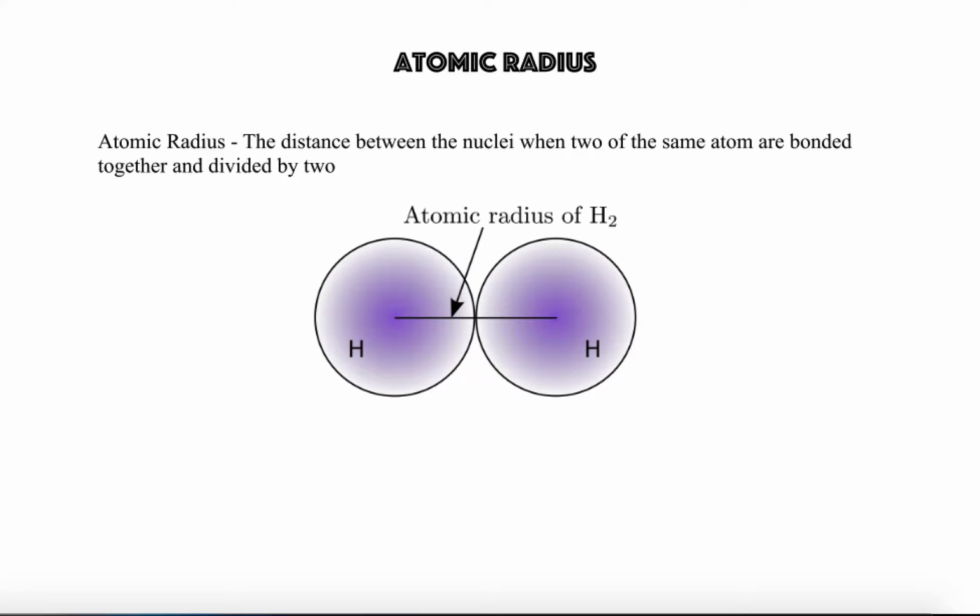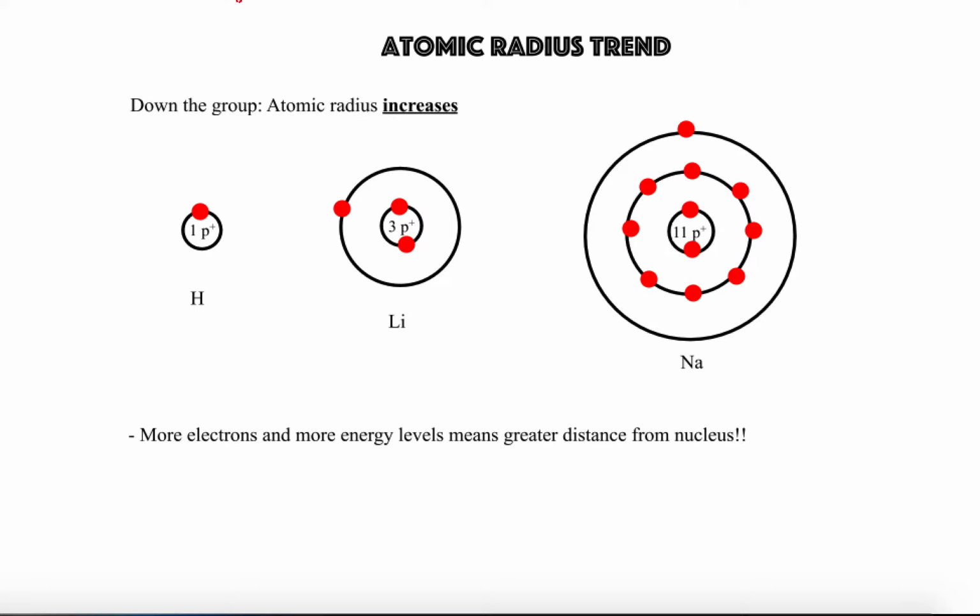So when we talk about the atomic radius and the trend within the periodic table, when we're going down the group, the atomic radius is going to increase. Our atoms get bigger as we go down the group. This is because we're adding electrons. We're adding more and more energy levels as we pack in those electrons. So naturally, adding more energy levels and more electrons means a bigger atom.